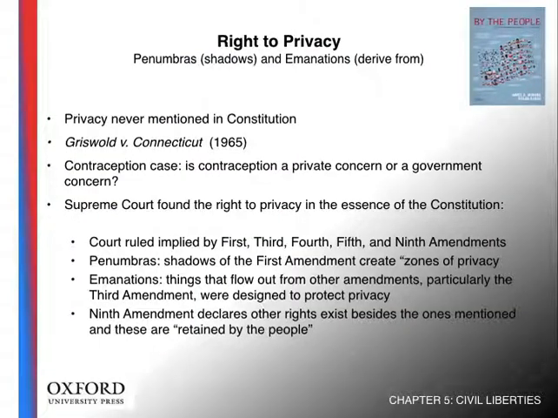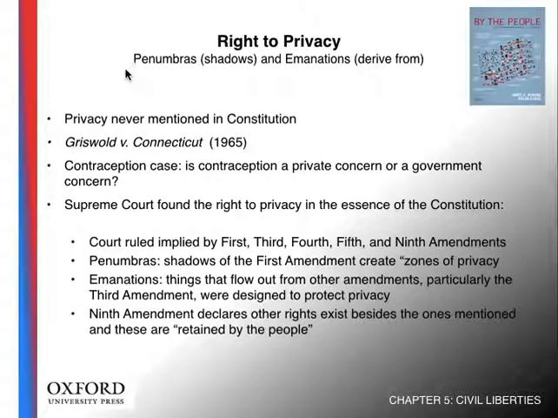Okay, so then there's the right to privacy. Now, if you go through the first 10 amendments, the Bill of Rights, you will not see the words right to privacy in there. Matter of fact, you won't find it anywhere in the Constitution. But there was a court case in 1965, Griswold v. Connecticut, and the question that they brought to the court was, is contraception a private concern or a government concern? Does the state of Connecticut have a say in whether a person uses contraception or not? And so the judges at the time found the right to privacy in the essence of the Constitution.